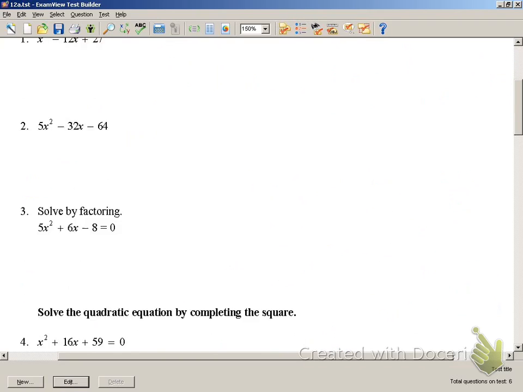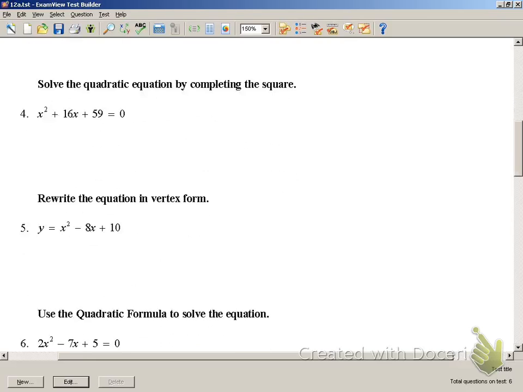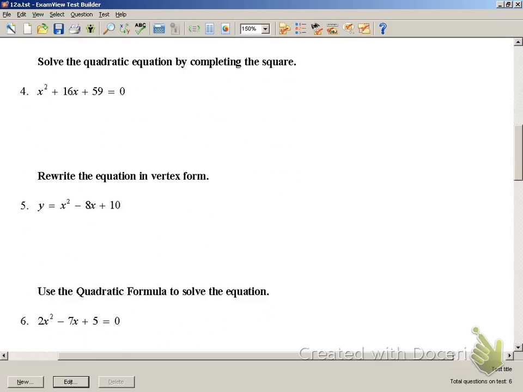Number 4, x squared plus 16x plus 59 equals 0. Now, the directions here tell us to solve by completing the square. So, in order to complete the square, I have x squared plus 16x. I am to move the 59 over and make a placement for it.